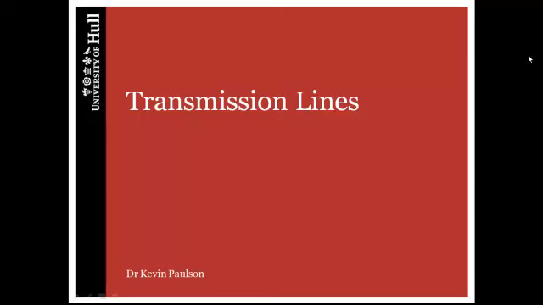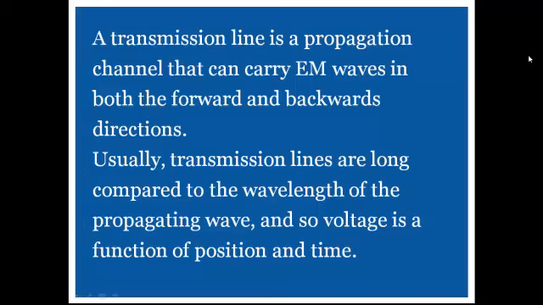In this MindBite, we look at the propagation of signals along transmission lines. Now, a transmission line is a propagation channel that can carry electromagnetic waves, importantly both in the forward direction and a backwards direction, so it is bidirectional. The important thing that distinguishes a transmission line from a circuit is that transmission lines are long compared to the wavelength of the propagating wave.